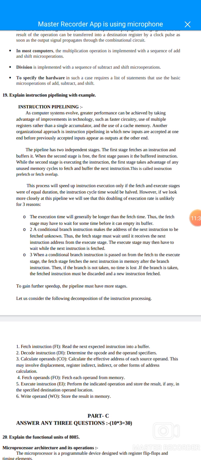Third, when a conditional branch instruction is passed from the fetch to the execute stage, the fetch stage fetches the next instruction in memory after the branch instruction. Then if the branch is not taken, no time is lost. If the branch is taken, the fetched instruction must be discarded and a new instruction fetched.